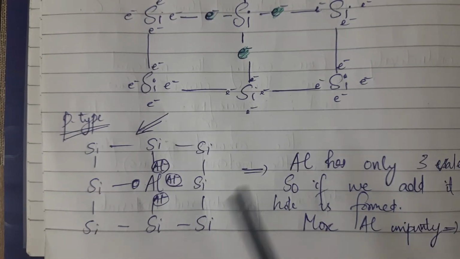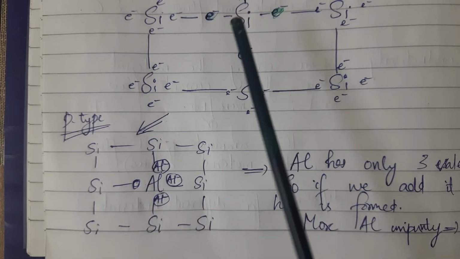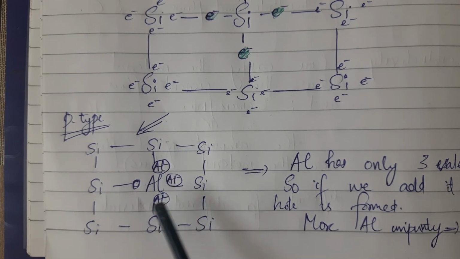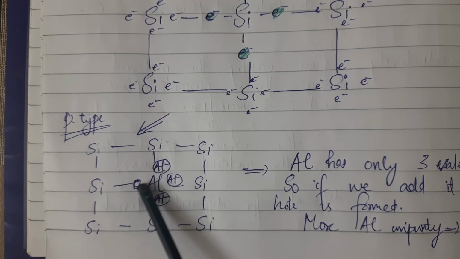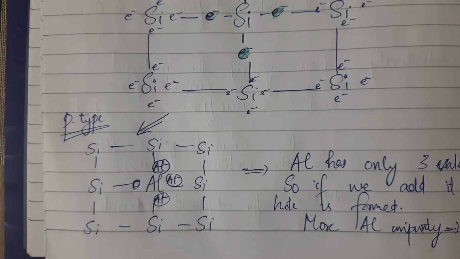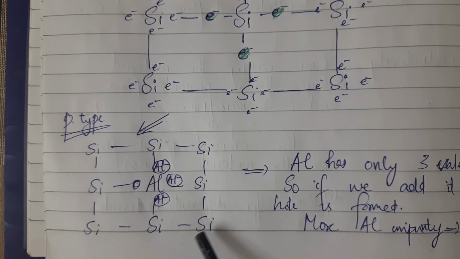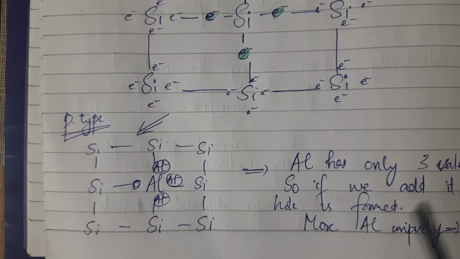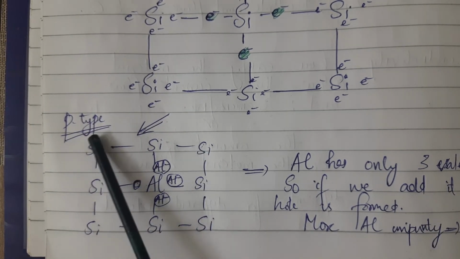So now what happens here? Instead of silicon, we have put aluminum. We remove the silicon and we put aluminum. Aluminum has only 3 electrons in the valence shell, so there is a lack of electron here, that's a hole. So we replaced 1 silicon with aluminum and we got 1 hole. If we replace more, we will get more holes. So more aluminum impurity means more holes will be formed. So this is a p-type.